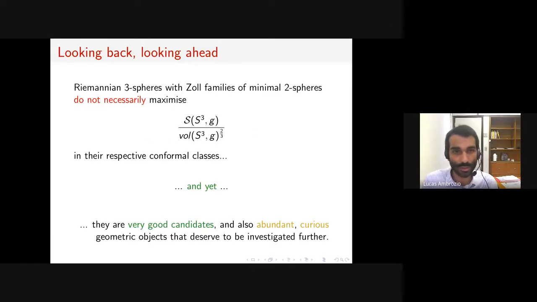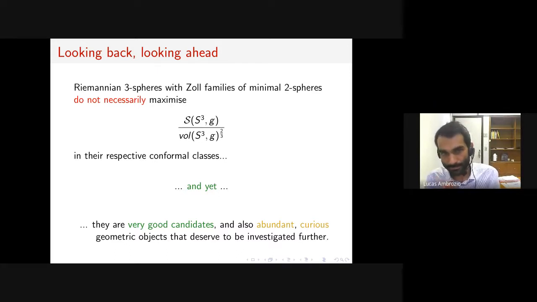Just to finish, to look back and then look ahead. This investigation of subfamilies of minimal two spheres in Riemannian three spheres led me to realize that my initial hope was hopeless. Remember, I thought maybe there is an analogue of the Abundant result, saying that those subfamilies of minimal two spheres in Riemannian three spheres would give metrics that are local maxima of the systole normalized by the volume. But because of the example that I constructed with Andrea and Fernando, I know now this to be false, even inside a conformal class.